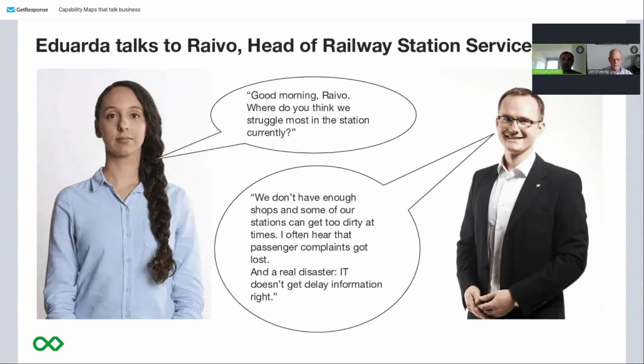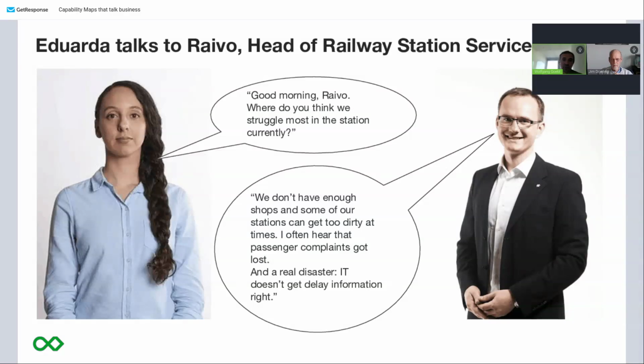And he says, we don't have enough shops, and some of our stations can get too dirty sometimes. I often hear that passengers' complaints get lost, and what's really a problem, a real disaster, IT does not get the delay information right. Finger pointing to us poor IT people like always. And she says, okay, interesting point of view.